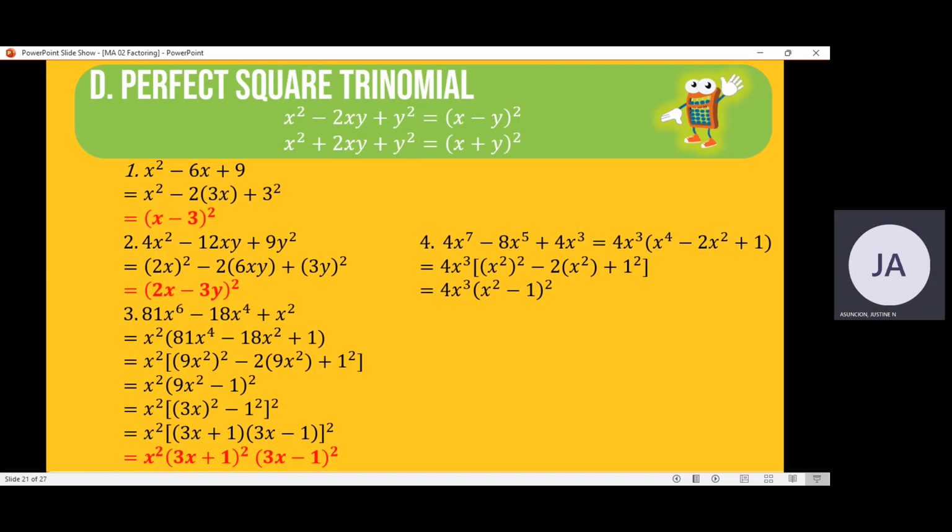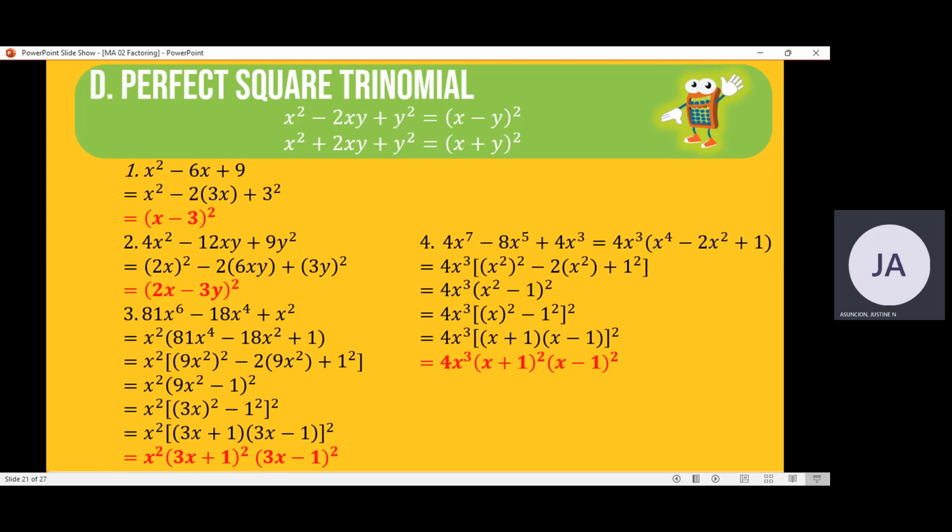Okay? So observe. As you can see here, x squared minus 1 again is factorable. Right? It's factorable. So if that's the case, again, let's utilize the difference of two squares. Okay, so we have here 4x cubed times the quantity of x squared minus 1 squared. Okay, and we can express that as 4x cubed times the quantity x plus 1 times the quantity of x minus 1 squared. Again, distribute the square. We have here the factor 4x cubed times the quantity of x plus 1 squared times the quantity of x minus 1 squared.